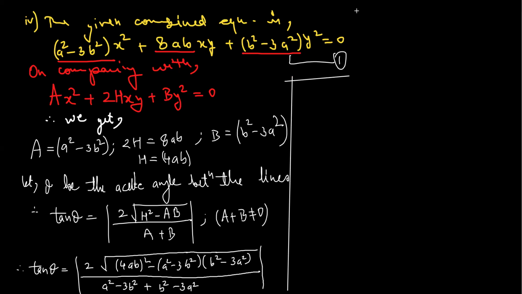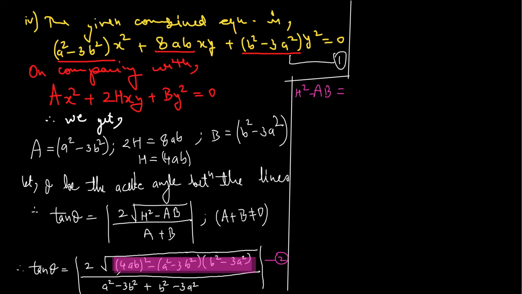See students, what am I noticing? I'm noticing that this expression is quite big. You see this? This expression, which is H square minus AB, it is quite big. So what am I planning? I'm planning to solve this separately. So let me solve for H square minus AB separately. So here I write H square minus AB is equal to, write this as equation number 2.